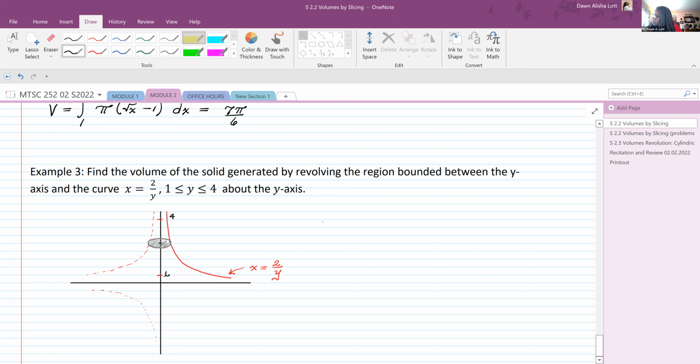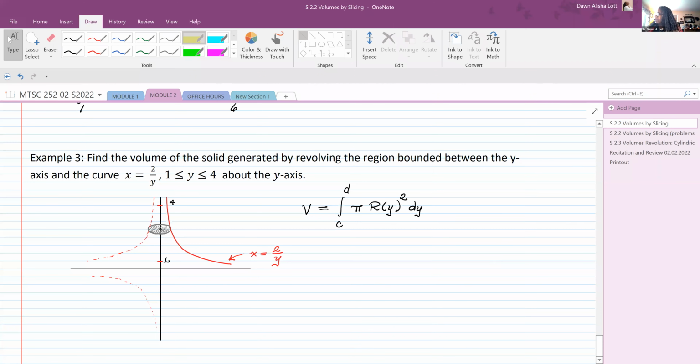So my volume is the integral from c to d of pi times r of y squared dy. I know c and d are 1 and 4, and I know the radius, r of y, is just this distance. If that's y, this distance is just x. And for me, x is equal to 2 over y. So my volume is the integral from 1 to 4 of pi times 2 over y squared dy.